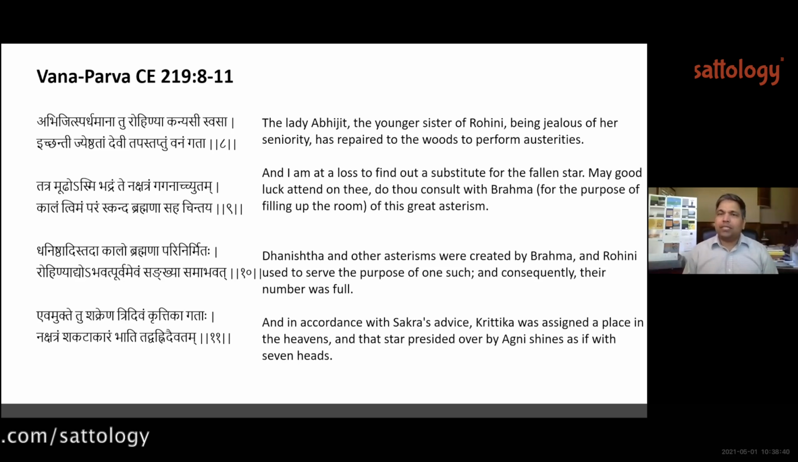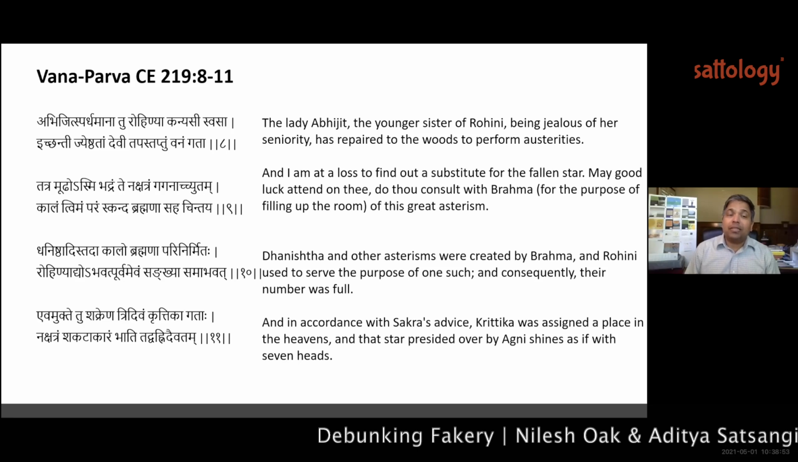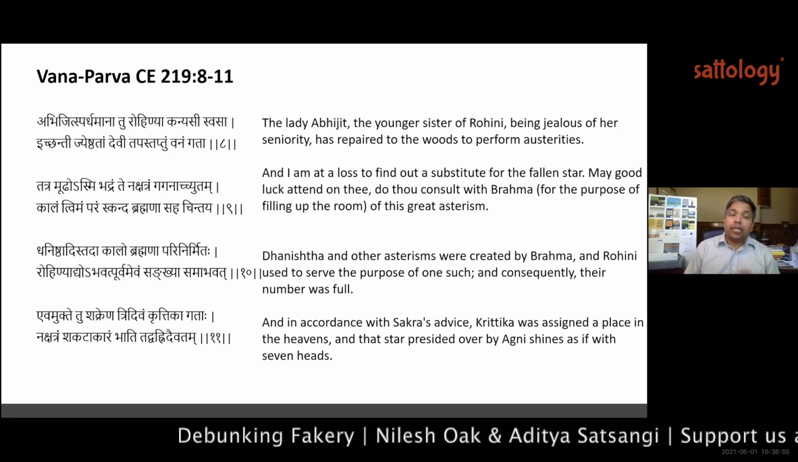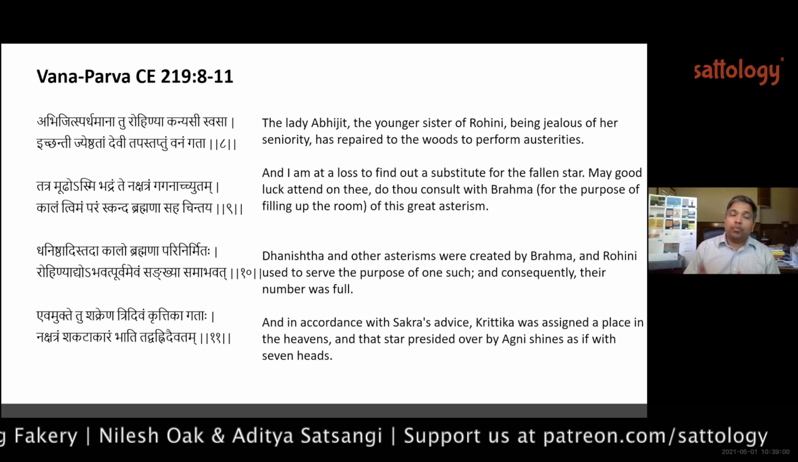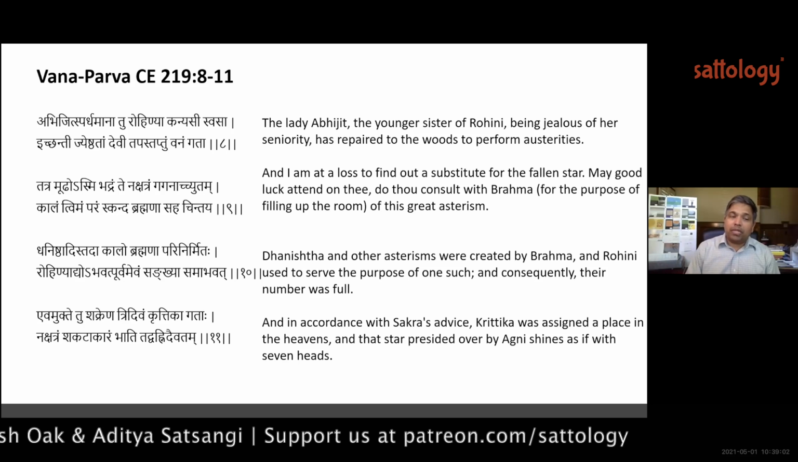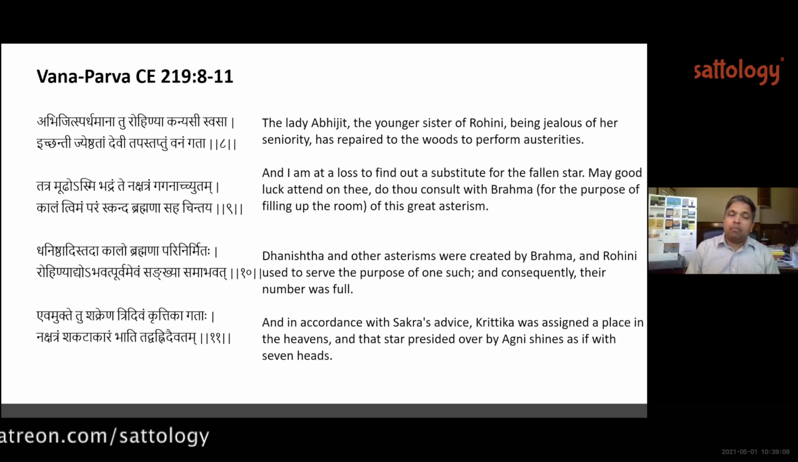Beautiful 4 verses. Abhijit spardhamanatu rohinya kanyasi swasa icchanti jeshtatam devi tapastaptum vanam gata. Tatra mudosmi bhadram te nakshatram gaganachutam, kalam tvimam param skanda brahmana sahachintaya. Dhanishtadi stada kalo brahmana parinirmita, rohinyadyo bhavat purvam evam sankhya samabhavat. Eva mukte tu shakrena tridivam krittika gataha, nakshatram shakatakaram bhati tad vani daivatam.